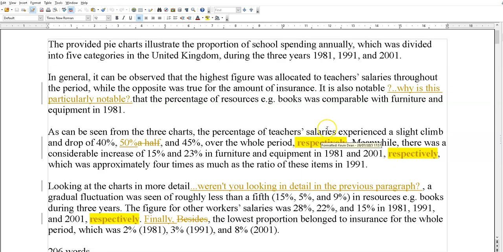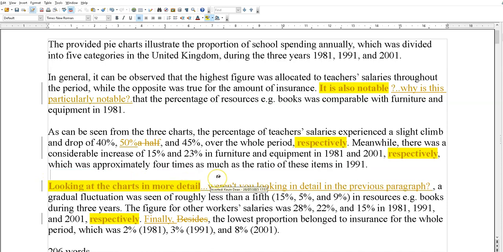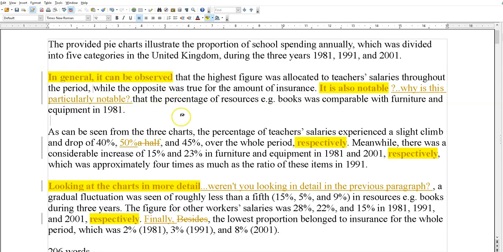Now, I've already had a look at this. You need to be careful. Certain phrases seem to be used a lot, and I know they are copied lexical chunks. But you need to be careful how you use them. So this one's good, but this one, everybody uses this one: in general, it can be observed, it can be seen overall.